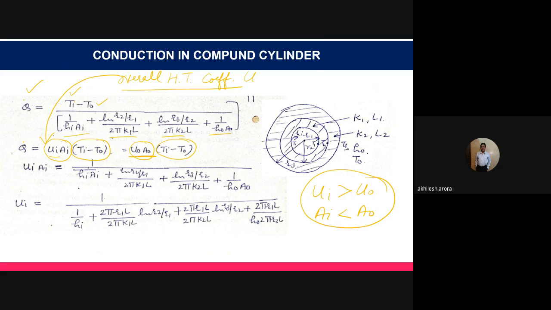So if we compare the first equation and the second equation, we can always calculate the value of UiAi, which is given by this particular equation, and Ui will come out to be this value. Here we have also put the value of Ai, so Ai and Ai will cancel. This is 1 over hi over Ai. And here we have put the value of A naught, which is equal to 2 pi R3 into L. If I put the value of Ai, it will be equal to 2 pi R1 into L. So this is how we can easily calculate the value of the overall heat transfer coefficient based on the inside area or outside area.